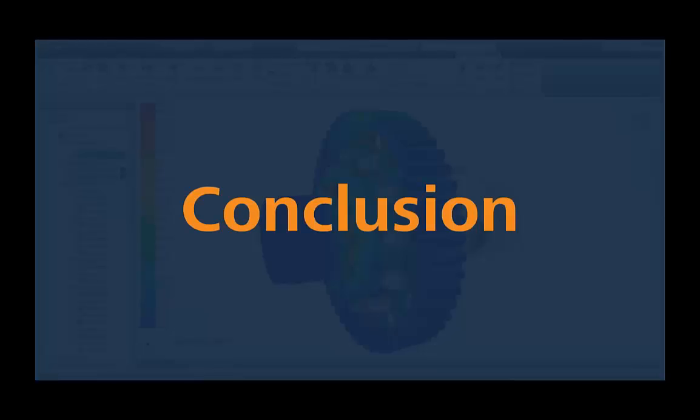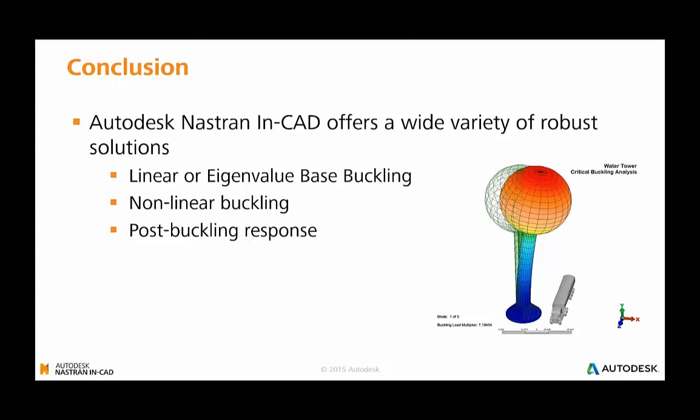Okay, so let's draw a quick conclusion. Hopefully this webinar has taken some of the mystery away from running a buckling analysis. We've shown that starting with a linear buckling analysis can give us the eigen-based buckling that we can use with a static stress analysis. And then based on the results of our linear analysis, we can move into a nonlinear buckling followed by a nonlinear analysis to see the post-buckling response of our design.